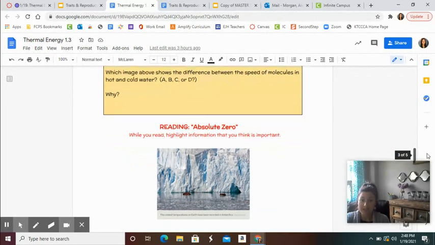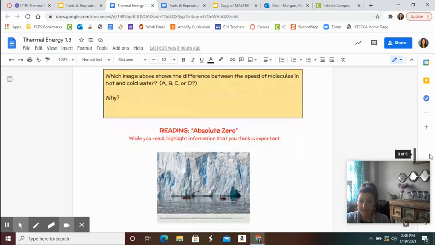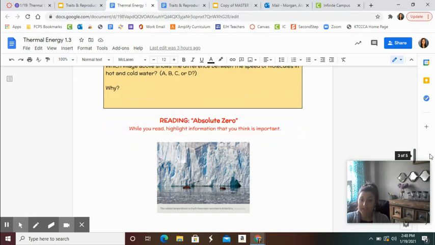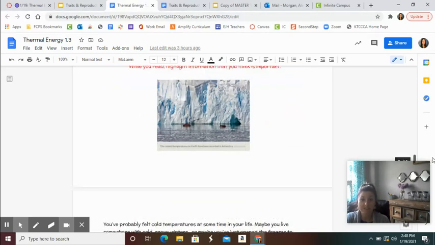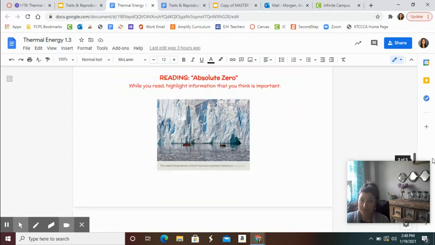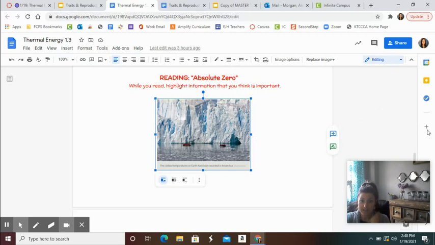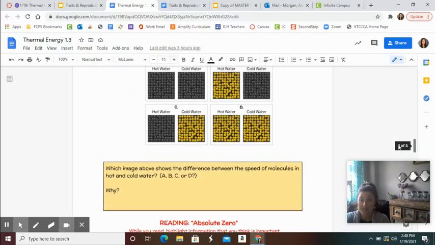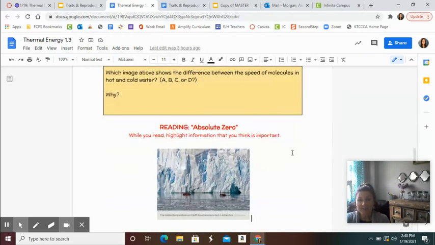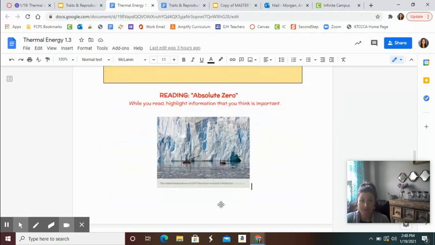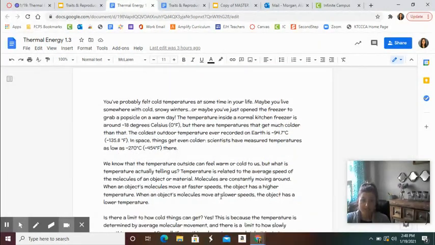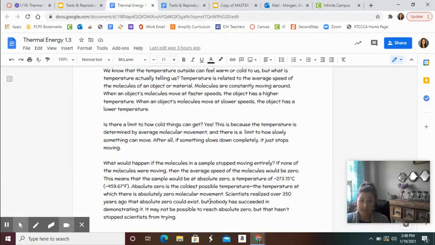And then down here is a quick reading called absolute zero. And it's really interesting because absolute zero is the coldest temperature we've ever reached. And so you can see a picture here. Antarctica is the place where it has been the coldest on Earth. But obviously we have places like space and other places that can get a lot colder. And so it's really short. It's only a couple paragraphs here.